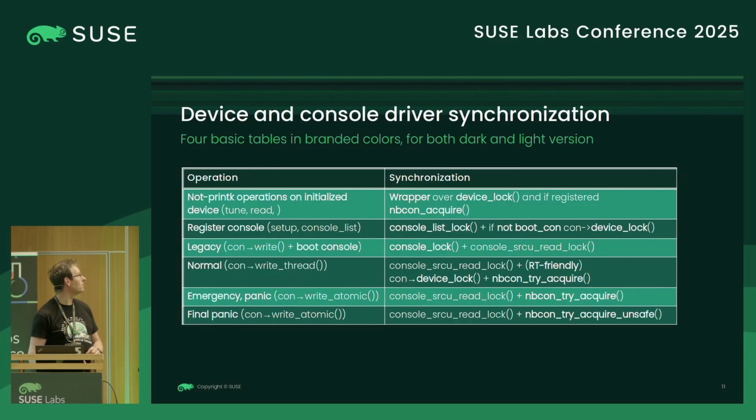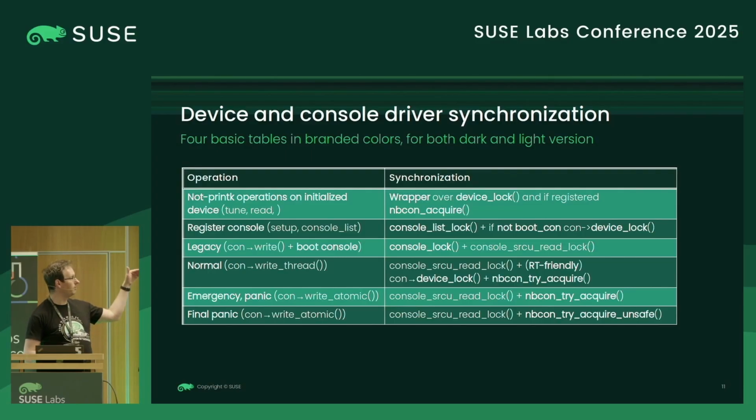Yeah. So here is actually the table about the rules, how the locking is supposed to be done in various contexts and in various parts of the code. Like in the device driver, we have to use the wrapper that is synchronized by the device lock and eventually even the console context for all the operations. During the registration of a console, we also have to use the console list lock and the device lock, because when we are registering that, at some point the console might start being used by another CPU by printk.